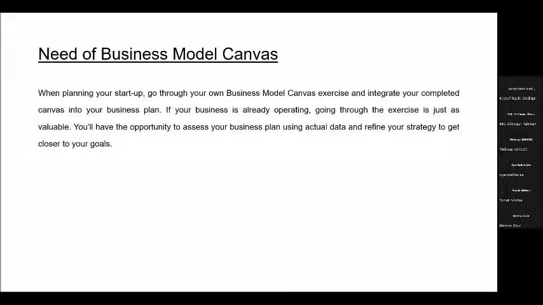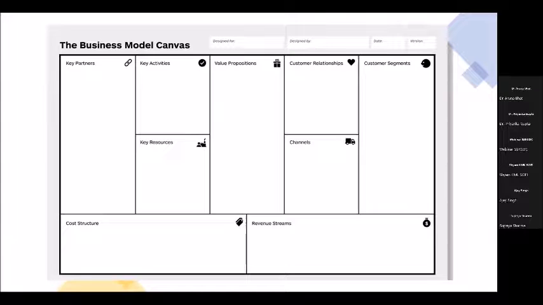When planning your startup, go through your business model canvas, because as soon as you enter a startup business, everywhere you go, people will ask you, what is your business model? Until you are familiar with this, you are not able to curate your model, and on this model you can prepare your strategy later on. It's an exercise that integrates your complete canvas into a business plan. If your business is already operating, this is also available. You have the opportunity to assess your business plan using actual data and refine your strategy to get closer to your goals. That's why we need the business model canvas. Now, how does this canvas look? As I told you, there are 9 building blocks.